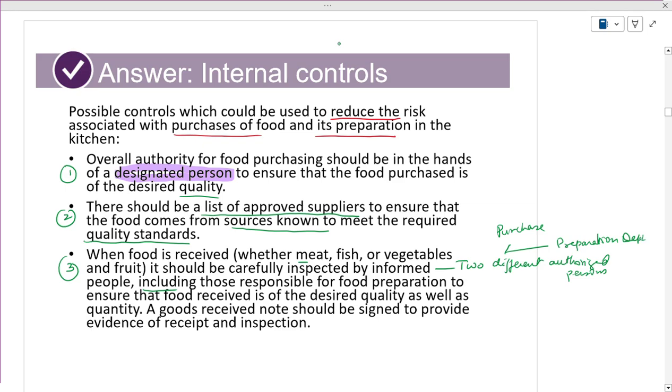So that there should not be any point of discussion. For food, ensure that the food received is of the desired quality and quantity.